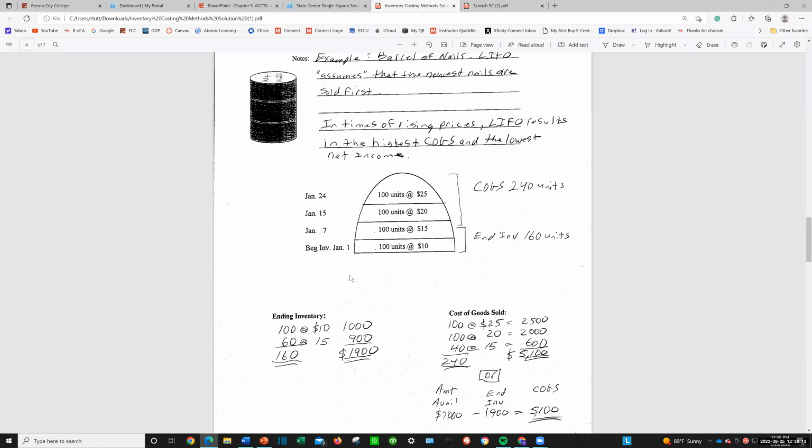That was fun. Okay, let's cost this out. Okay, so LIFO, last in, first out. Well, these are the last ones in.